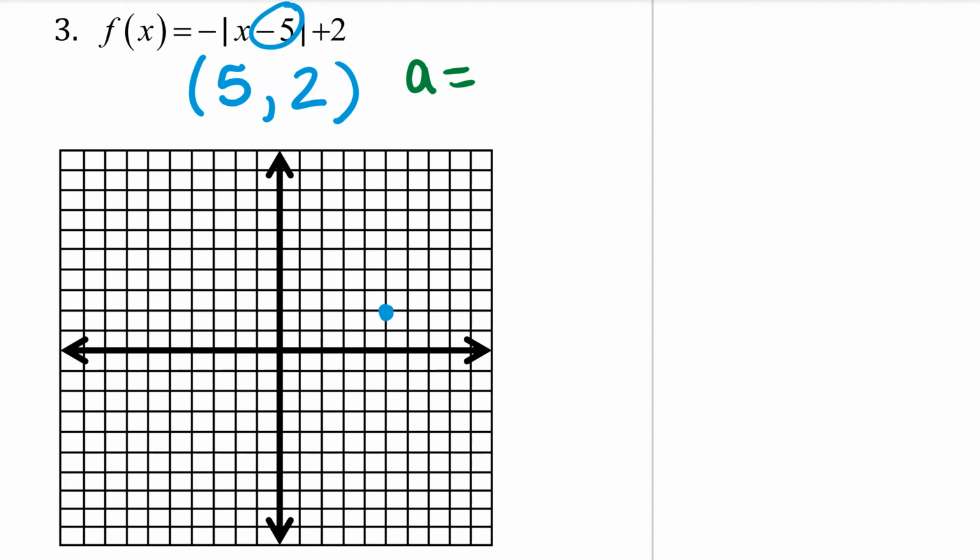Okay, my a value is negative. So that means it's like -1 over 1. So I'm going to go down 1 over 1, down 1 over 1 a couple of times. Then I'm going to go back to the vertex and do the exact same thing to make that V shape. Got to make the V shape.